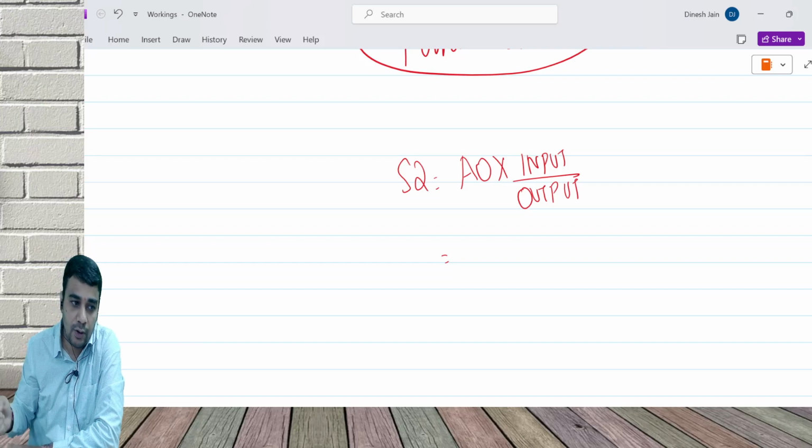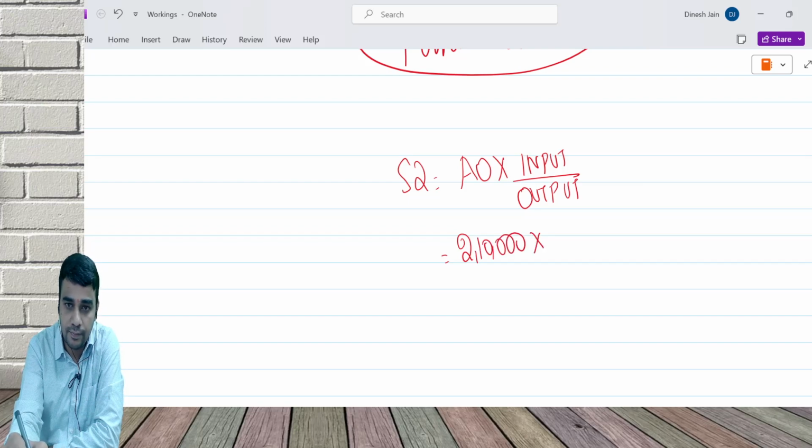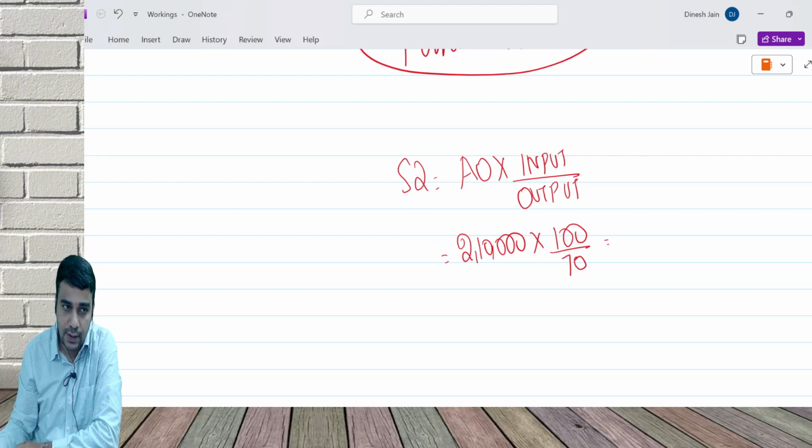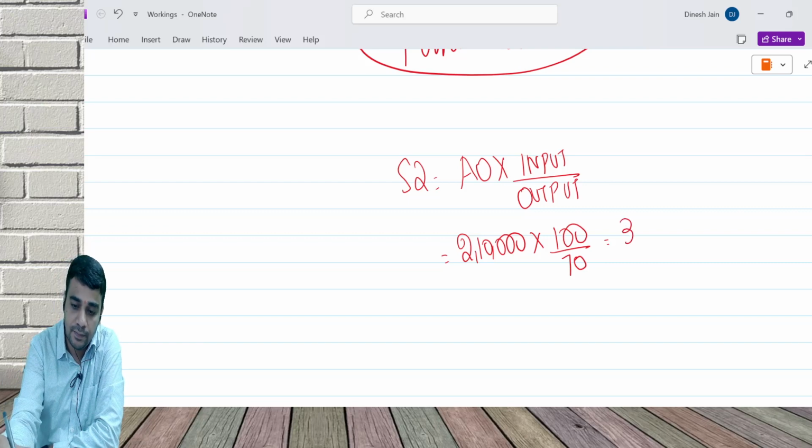How much is the actual output? 2 lakh 10,000. Input output is 100 by 70. It's always the critical part, the input output ratio, that you will have to get properly. 2 lakh 10,000 into 100 by 70. How much? And that's all. Problem is done.